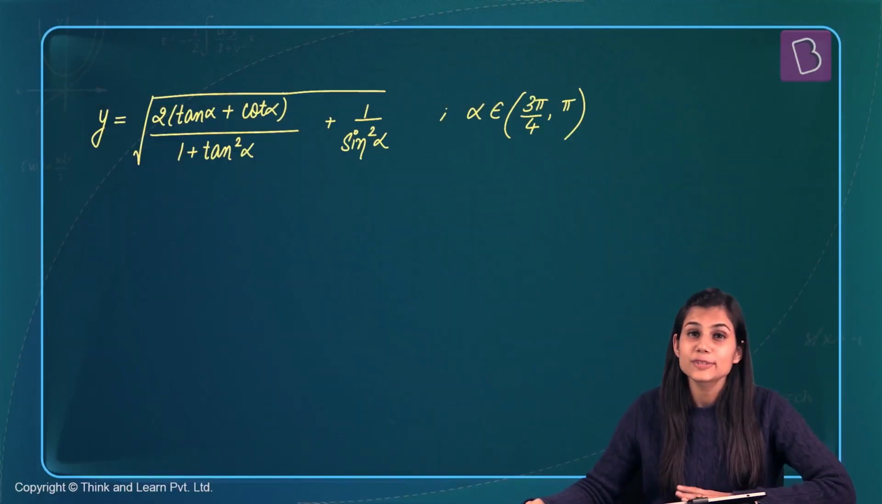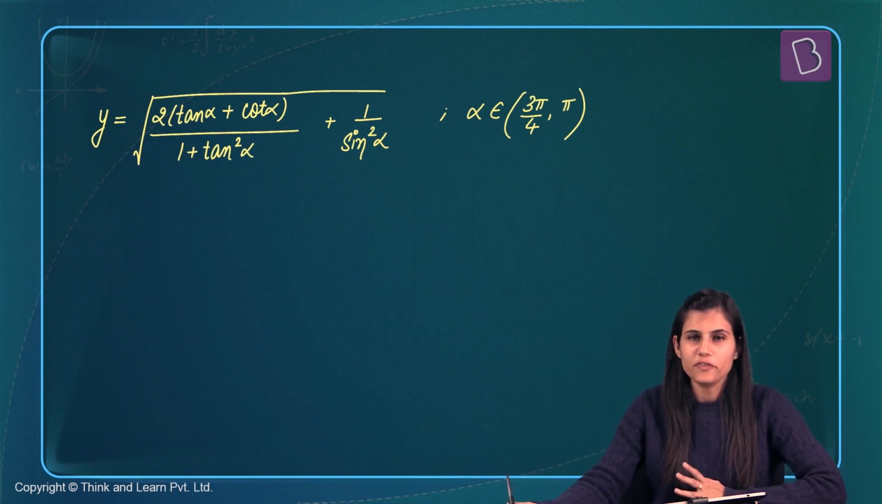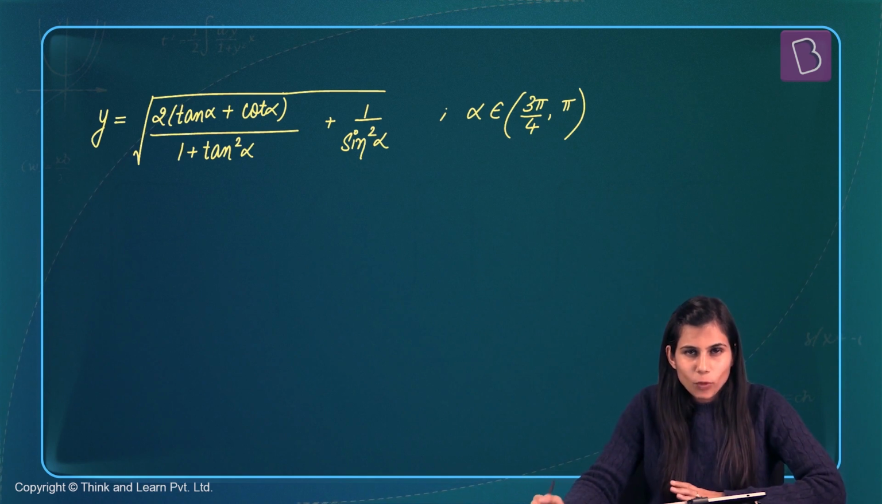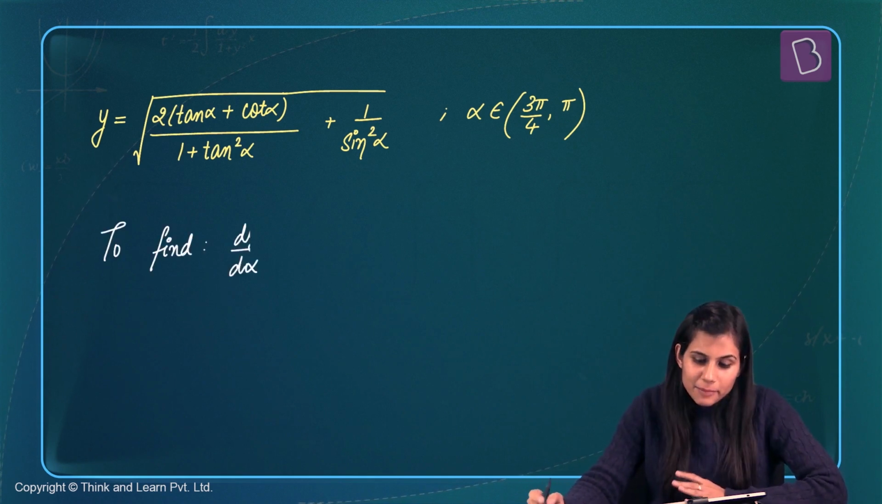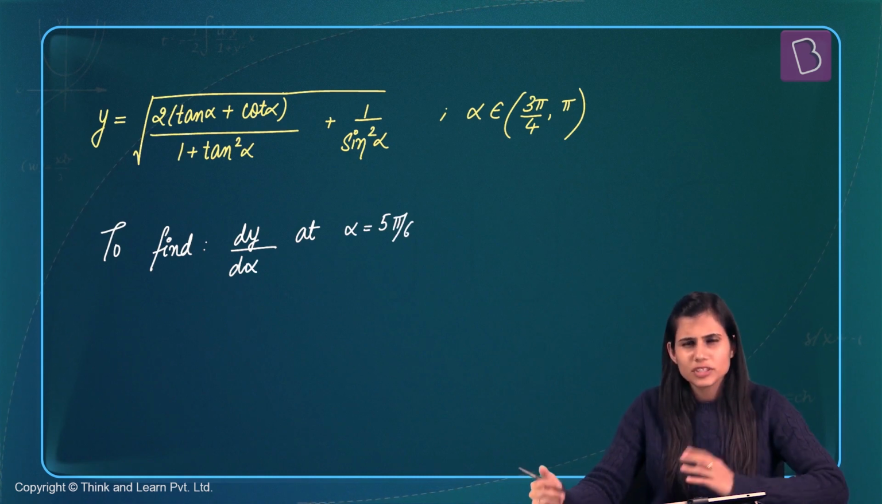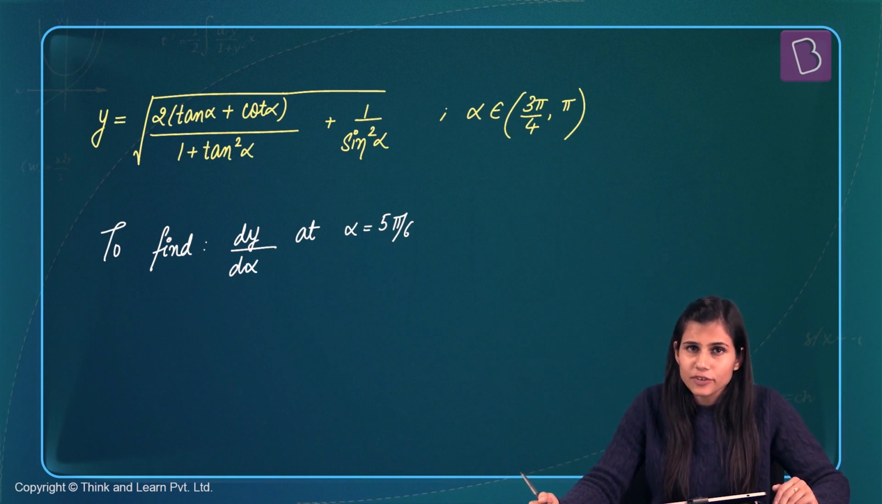Coming before you is this question again from differential equations. It gives you y as a function of alpha, as you can see, involving the trigonometric functions, such that this alpha is belonging in the open interval 3 pi by 4 to pi. The question is asking you to find dy by d alpha at alpha equals 5 pi by 6. So it's a pretty straightforward question. We have y with us to compute dy by d alpha.